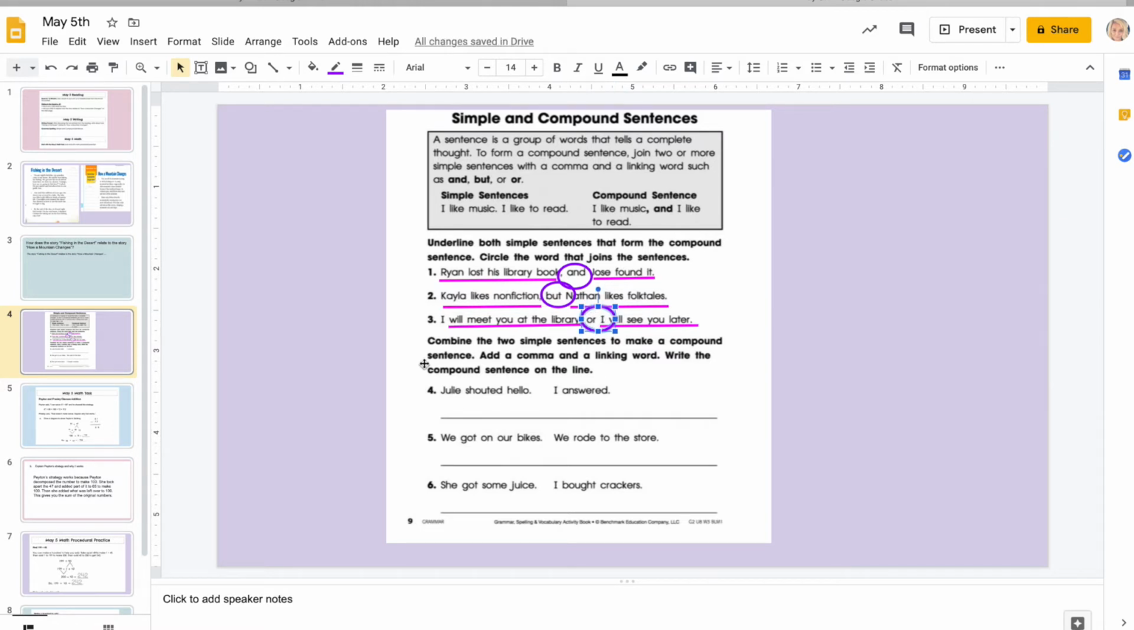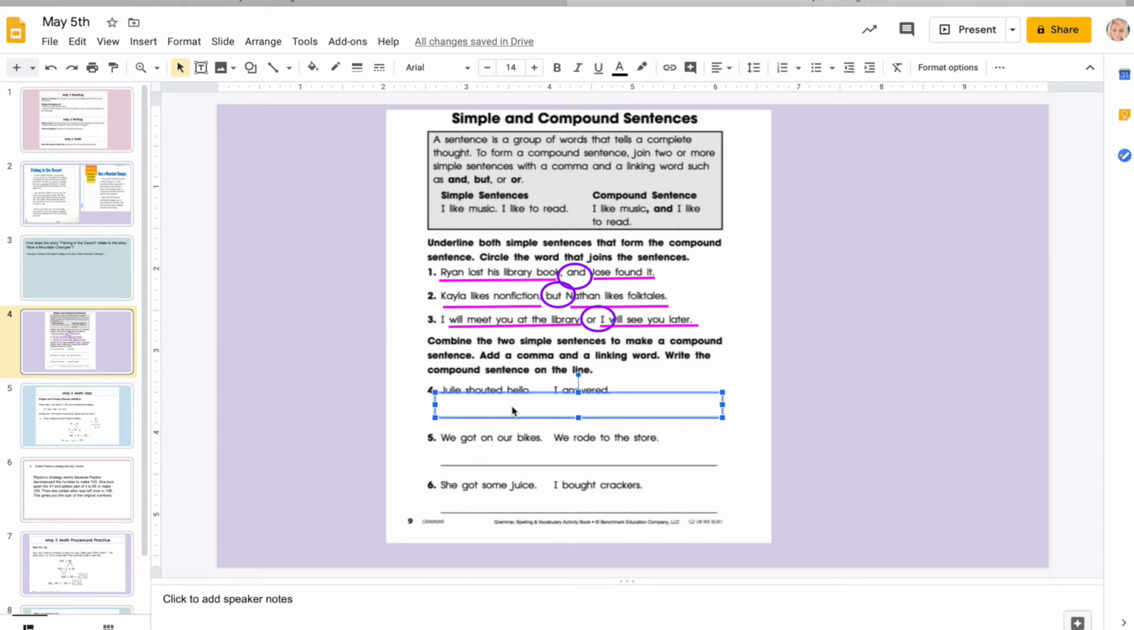For number 4, 5, and 6, you need to combine the two simple sentences to make a compound sentence. Add a comma and a linking word, and write the compound sentence on the line. We will actually do number 4 together. First, we have two simple sentences. We have Julie shouted hello, period, I answered. So in order to make this a compound sentence, we need to add a comma and then a linking word. And it's finding which linking word is going to help the compound sentence make sense. We're going to be using and, but, or the word or.